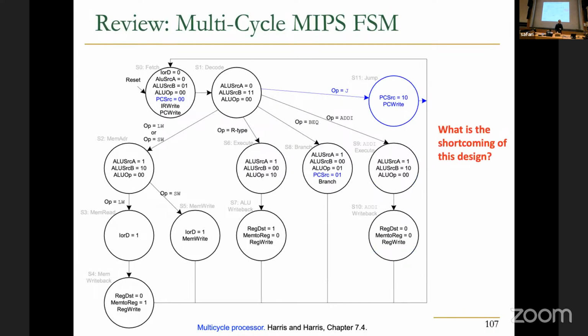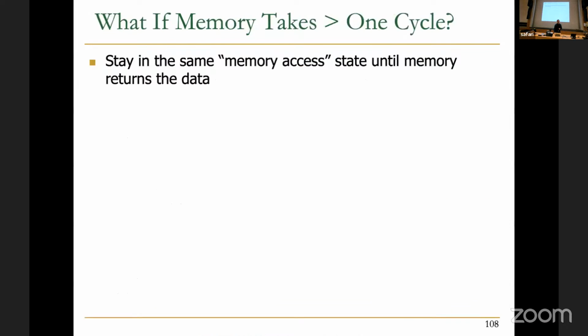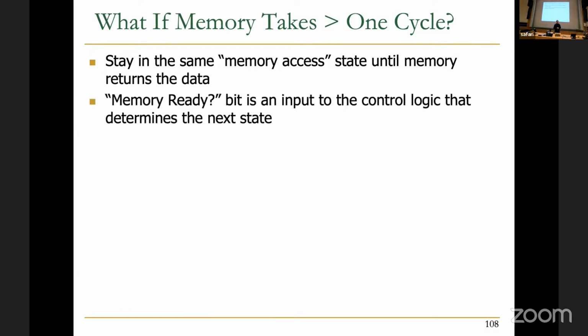Well, it's always good to ask, what is the shortcoming of this design? I'm looking for a particular shortcoming, but since we don't have time, I will not let you think about it. Basically, this design assumes something about memory. Every state takes one cycle, right? But we said that sometimes memory can take a lot of cycles. So what do we do? Well, easy. You have this finite state machine, change the sequencing such that you stay in the memory access state until memory returns the data. So memory can tell you whether it returned the data. Basically, a memory ready bit. This could be a bit supplied by the memory.